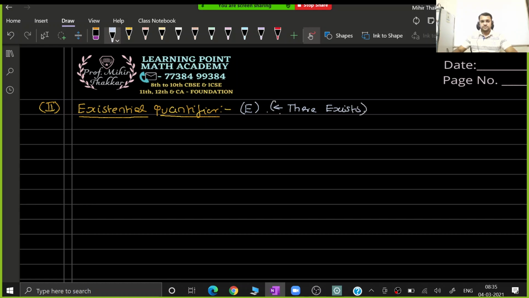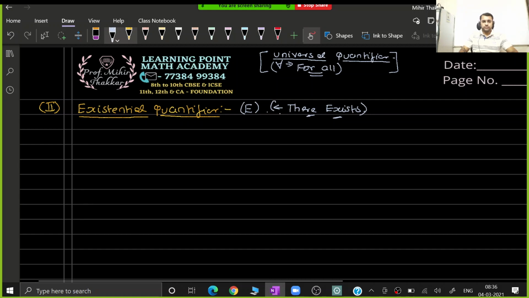there exists. One thing I did not mention on the previous page, you can remember this universal quantifier that we saw. This can be also called as for all. Okay guys, so you just remember this second name for the universal quantifier, for all, and second name for the existential quantifier as there exists. Okay. Now let us write down a small point related to the existential quantifier.